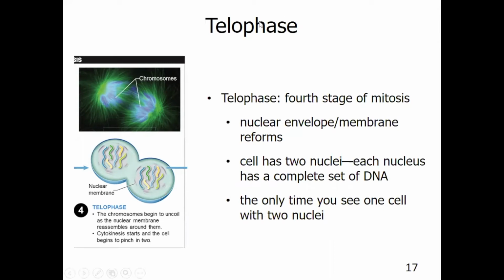Here in the figure, we see a drawing of a cell in telophase, and we see all the chromosomes here on opposite ends of the cell. And in purple, we see that nuclear envelope beginning to reform. Telophase is a really interesting stage because it's the only time we ever see a cell with two nuclei at the same time. So one cell has two nuclei, and each nucleus has a complete set of DNA. We can see this in the figure above as well.